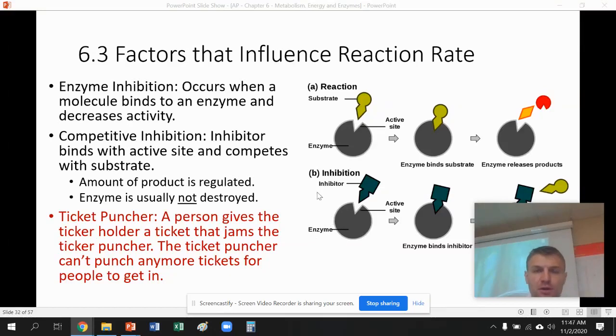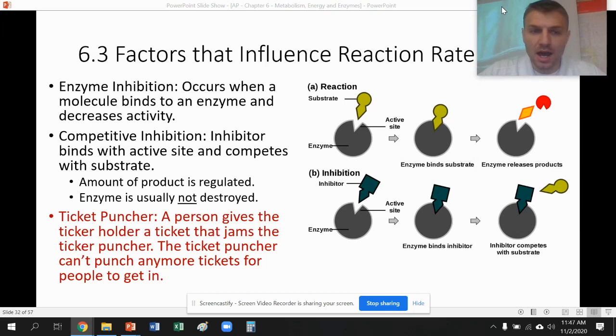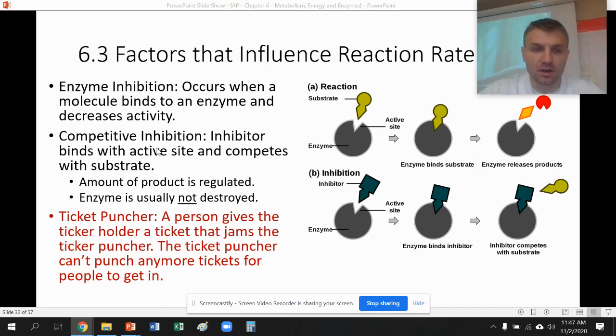So in chapter 6.3, we're going to be talking about inhibitors and how they affect enzyme rate. The first inhibitor we're going to talk about is called a competitive inhibitor. What inhibitors do is they actually stop enzymes from working. You can see in this normal reaction, we're going to have this enzyme bonding with a substrate. It's going to break it down. So what an inhibitor does is it comes in here and it stops the enzyme from actually performing its task or its job on the substrate.